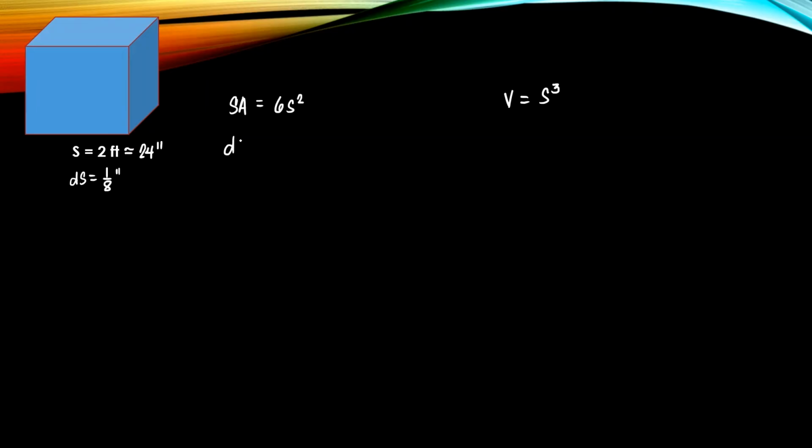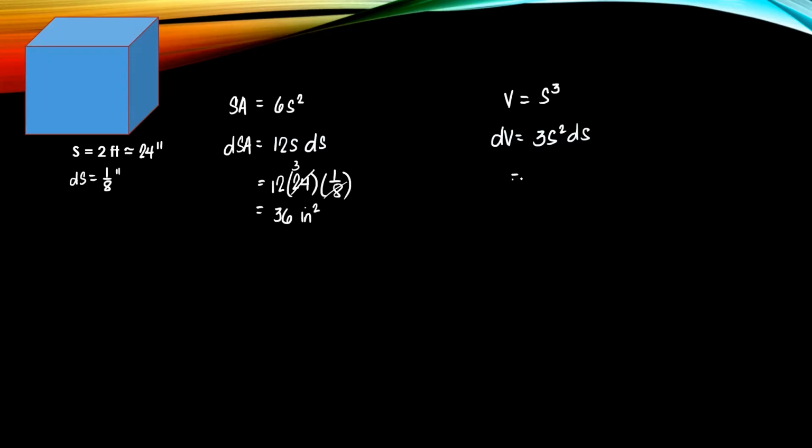So you're asked to solve for the percentage error, yeah? Am I correct? So let's solve for dSA first. This is 12s ds. The dV is 3s squared ds. So let's plug in 12, and then this is 24. This is 1/8. So this is 36. But change in area, since it's in inches, it should be inches squared.